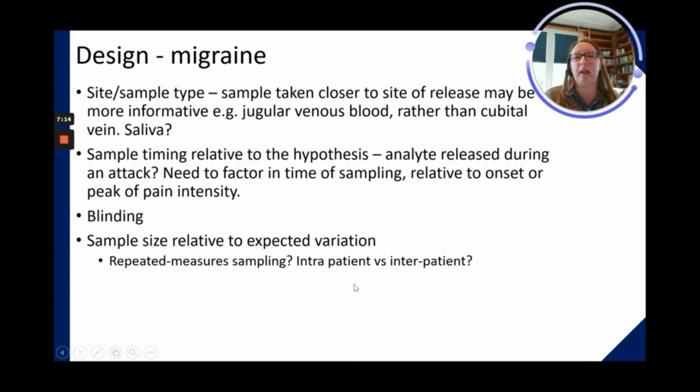How high is intra-patient variability versus inter-patient variability? And there are studies that suggest that within a patient, the variability is not necessarily that high, but between patients it is. So might you be better to consider repeated measure sampling and appropriate statistical analysis, where you measure individual patients between or within attacks to improve the quality of your data.